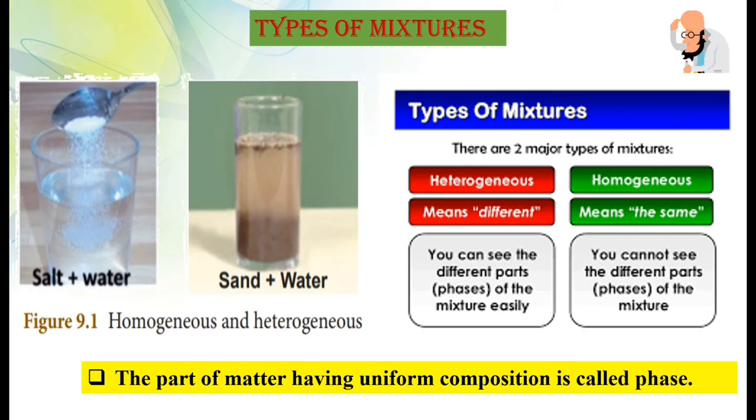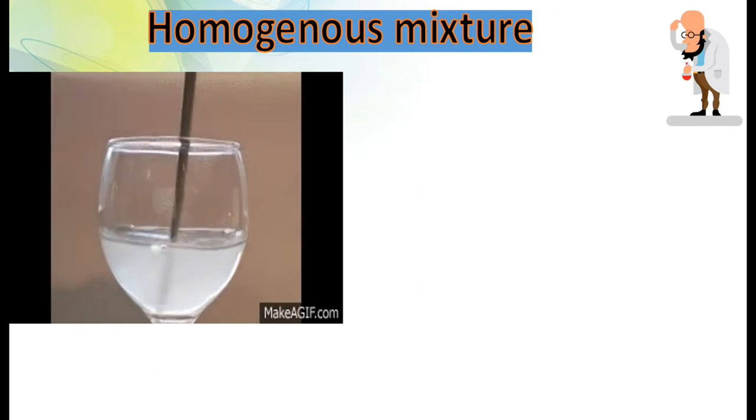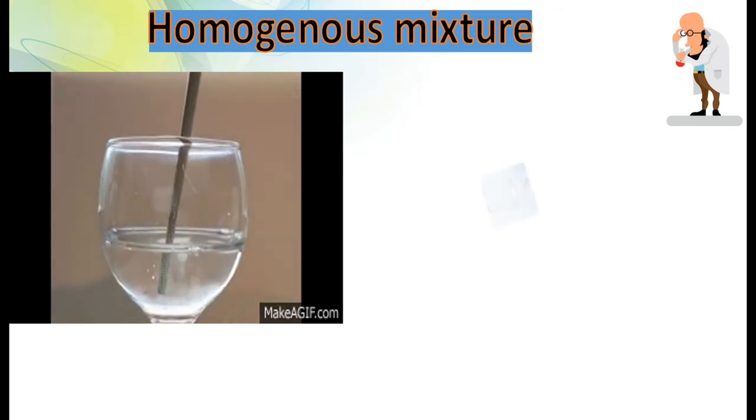अगर वो combine हो जाएगा तो एक phase consider किया जाएगा. And you cannot see the different phase. You cannot see the different parts or phases of the mixture in a homogeneous mixture. हम लोगों को salt and water में दिखाई नहीं देगा वो phase. वो एक phase हो जाएगा. But sand और water के mixture में हम लोग को दो phase दिखाई दे रहे हैं, एक sand का एक water का. ठीक है. So when I talk about homogeneous mixture, you have salt and water being dissolved together.